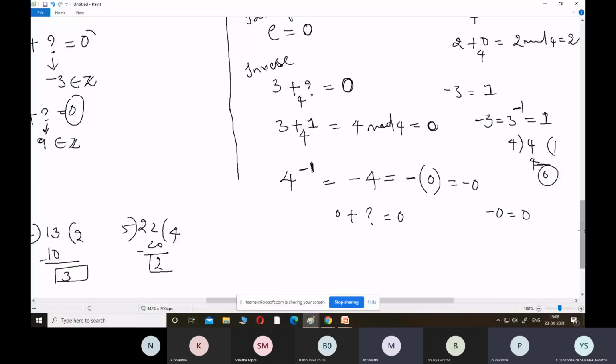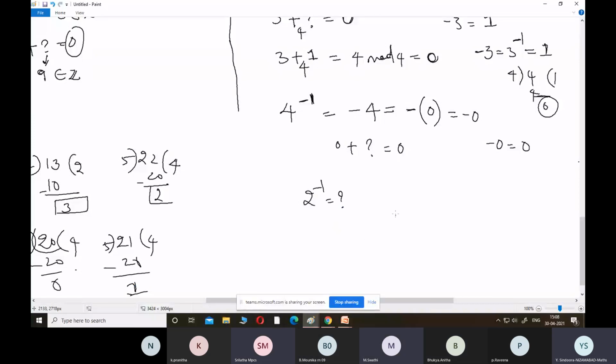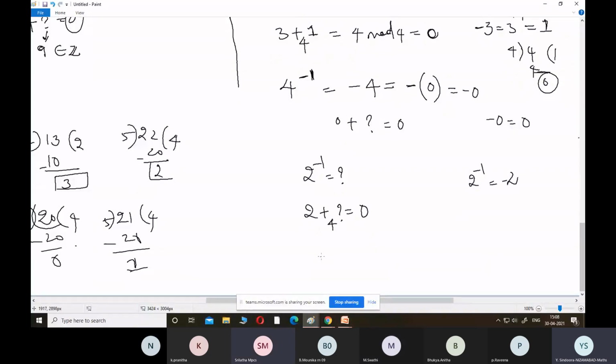Okay. So now if I ask you what is 2 inverse? It is minus 2. I'm asking you, 2 added with what and taken modulo 4 will give me 0? 2. Very good. So 2 added with 2 and taken modulo 4: 2 plus 2 is 4, and 4 modulo 4 is 0 for us. This is the identity we are supposed to get here, to find the inverse.